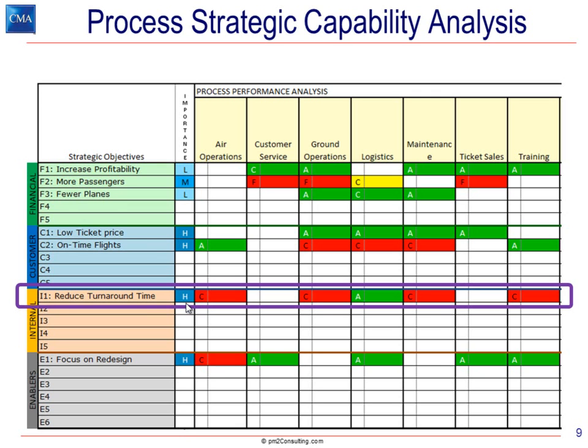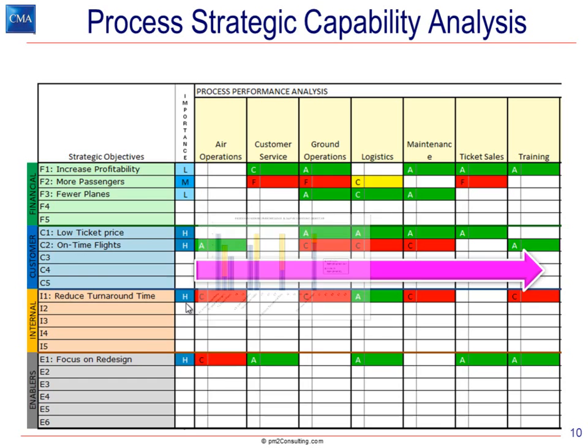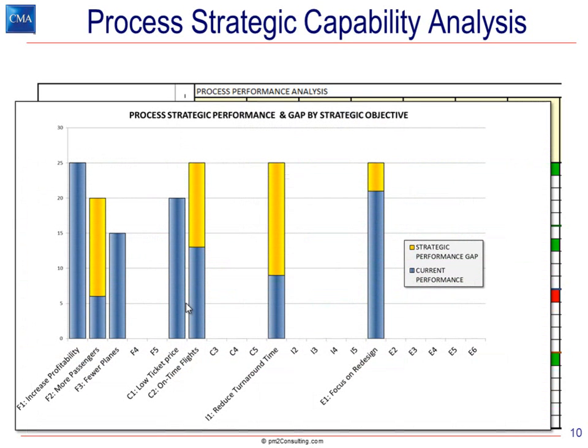So that ability to see strategic performance is typically not available currently in organizations and critical to making strategic decisions. In fact, we can even mathematically give all of those results a score, and we come up with a graph that looks like this, where the blue bar represents how well the current processes are performing, and the gold is a gap between how they're currently performing and how they need to perform to achieve strategic success.